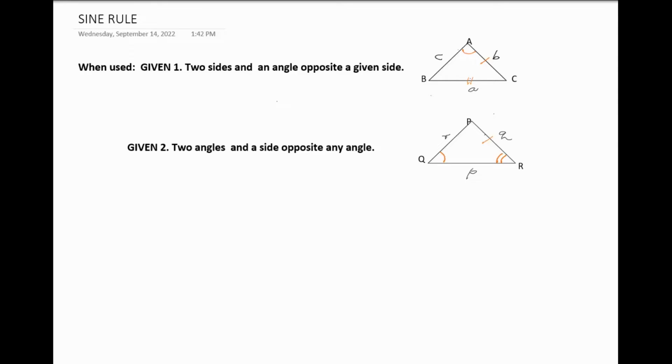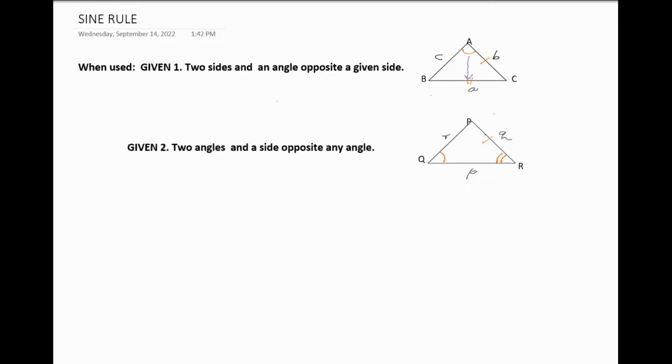Now, in the first instance, if you are given two sides and an angle which is opposite one of the given sides. So in this case, we have side B here, which is given, and side A, and the angle A is opposite the given side here. So we have the conditions for us to use the sine rule.